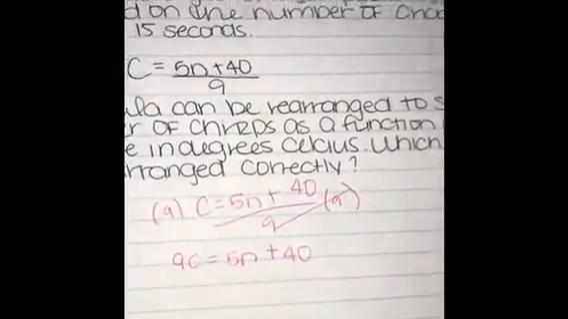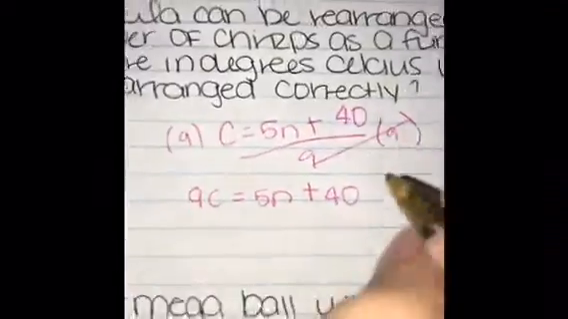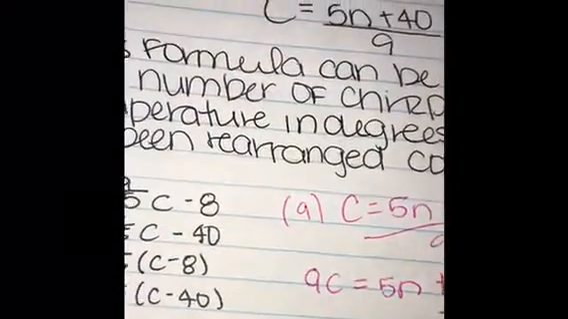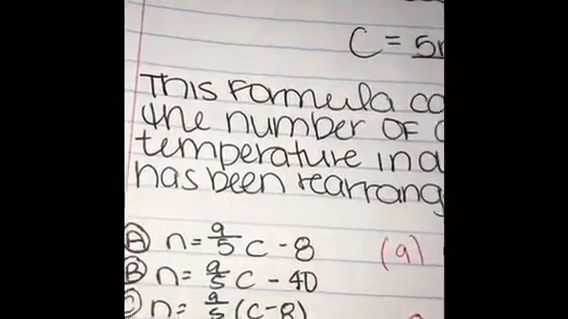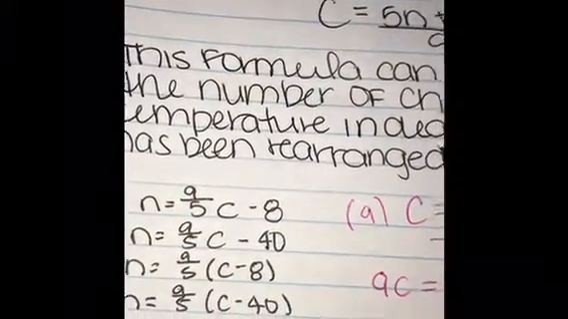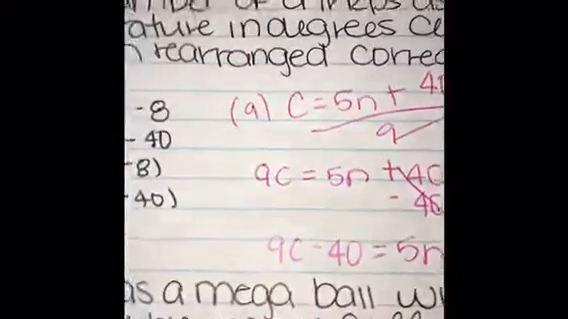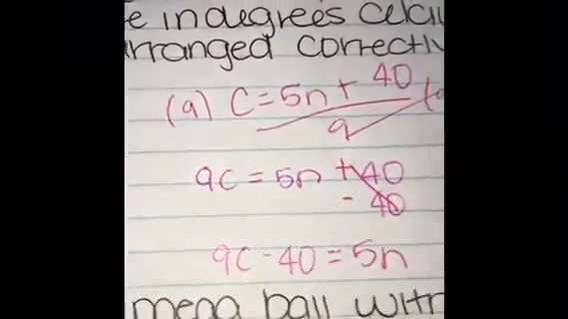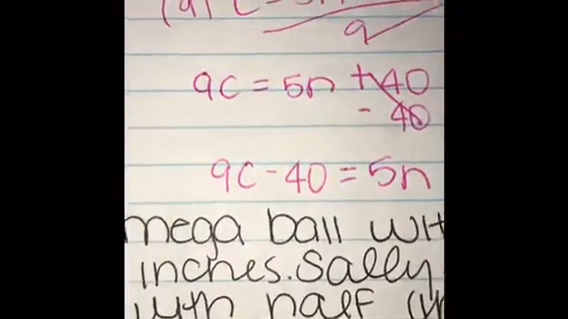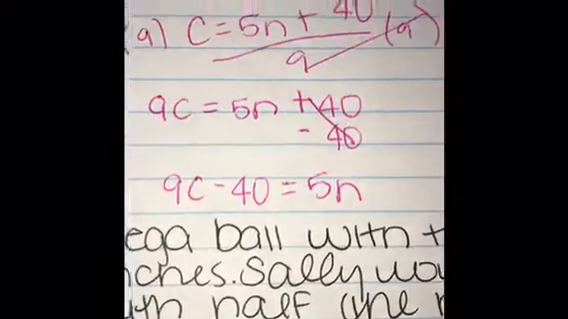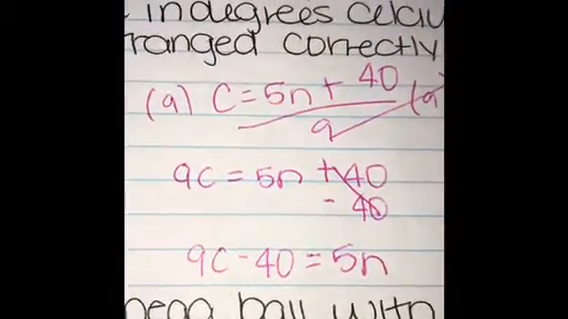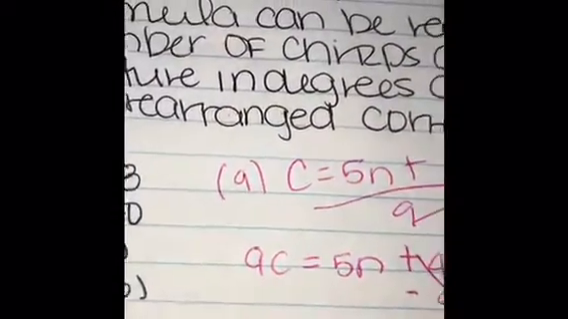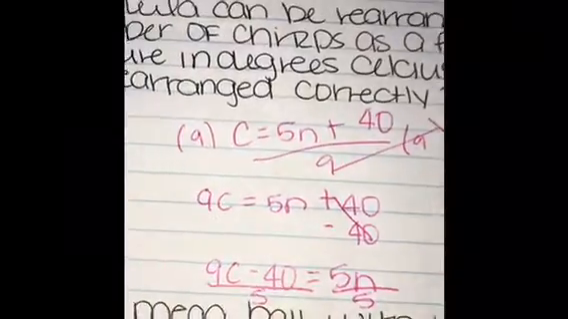So what we do now is we subtract 40 on both sides, and it's going to cancel out on the right side. So we subtract 40. We now have 9C minus 40 equals 5n. Now, you're thinking, since we have 2 variables, what do we do? Now, what we're going to do is divide both sides by 5. So that means we're going to divide this whole side by 5, and then we're going to divide 5n by 5.